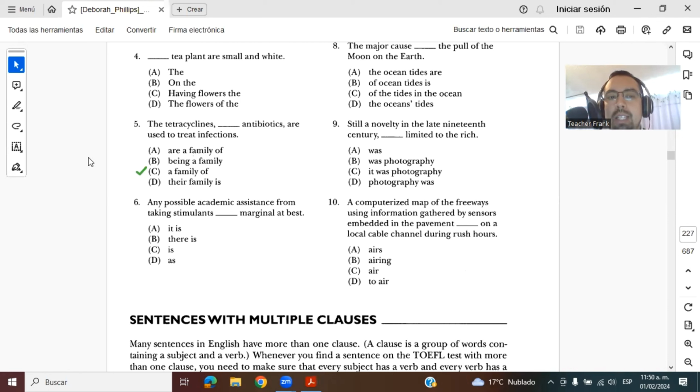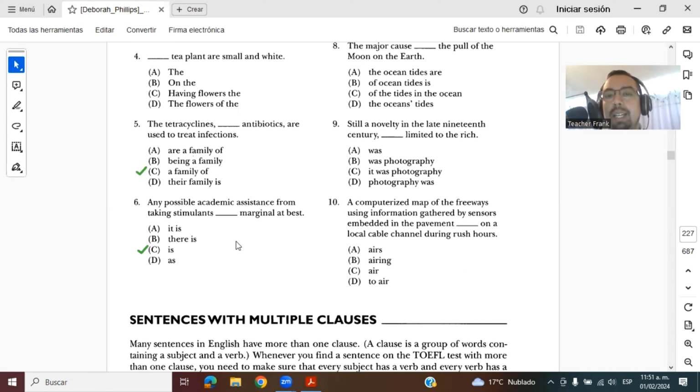Okay, let's look at 6. Any possible academic assistance from taking stimulants, marginal at best. It is, there is, or as. Number 6 is going to be C. Any possible academic assistance from taking stimulants is marginal at best, right? That whole idea is one idea, it is marginal at best. This means that that idea is not good, right?